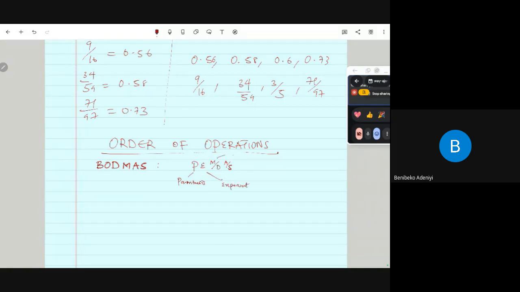M stands for multiplication, which you can also call off. D stands for division. A stands for addition. And S stands for subtraction. Now, what does this mean?